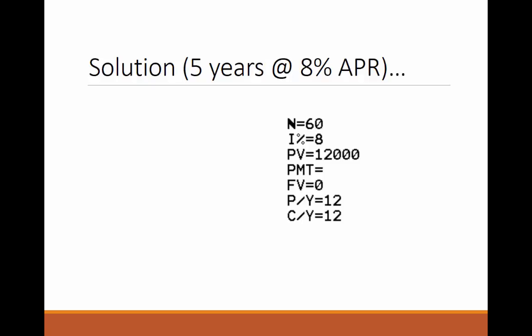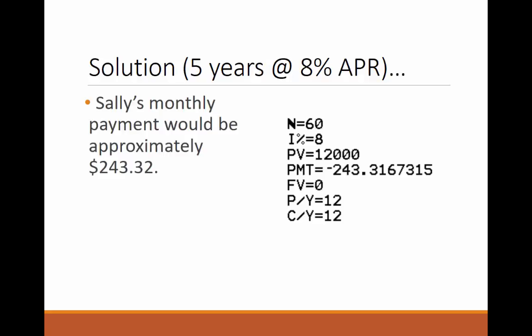Payment we're looking to figure out. Future value of any installment loan calculation is always going to be 0. Remember, we're always trying to pay down the balance of this account. PY and CY are 12, just like in the previous examples. Slide the cursor back up to PMT in order to solve. And we see that Sally's monthly payment would be approximately $243.32.